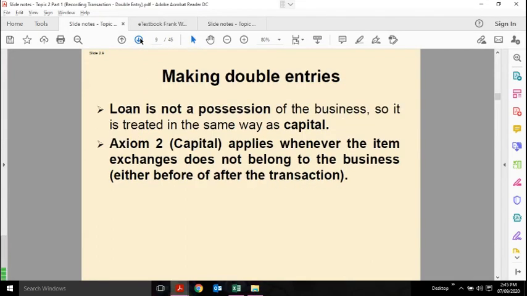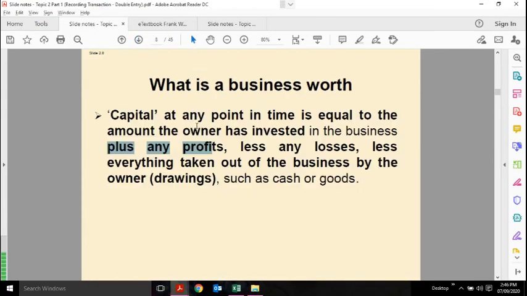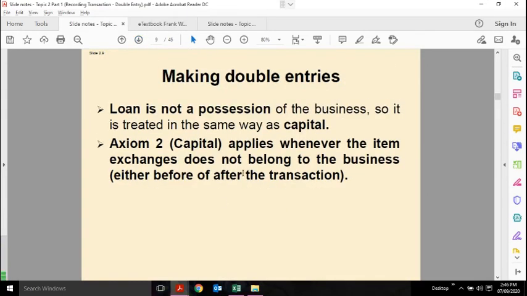Loan is not the possession of the business, so it is treated the same way as capital. Asset, yes, is your possession. So for axiom 2, capital applies whenever the item exchanged does not belong to the business either before or after the transaction. Axiom 2 here refers to: an increase in capital is always credit. You apply this for all liabilities, whenever the item exchanged does not belong to the business.